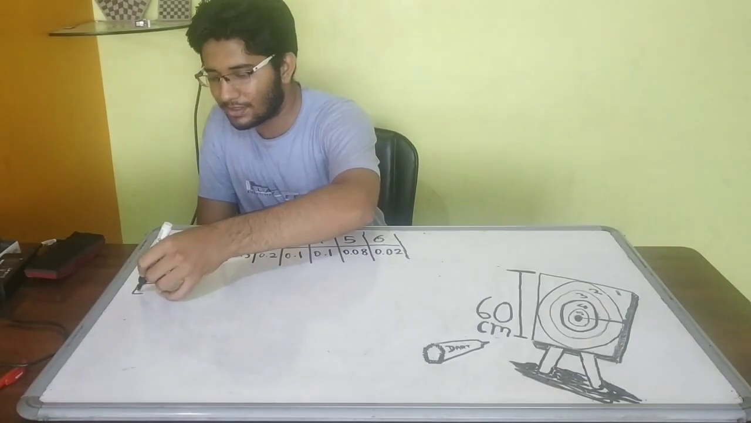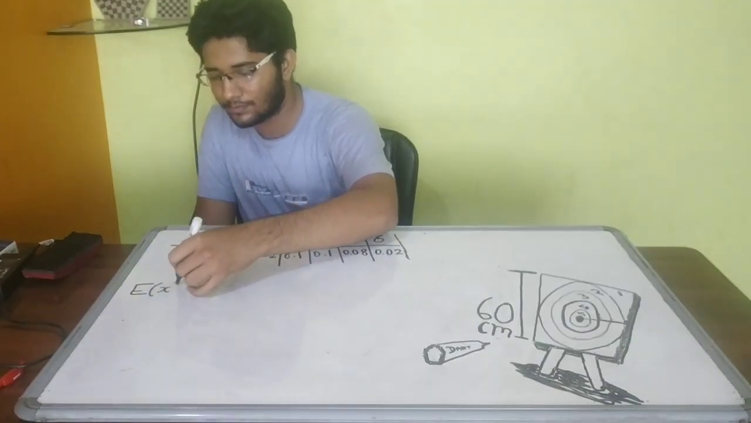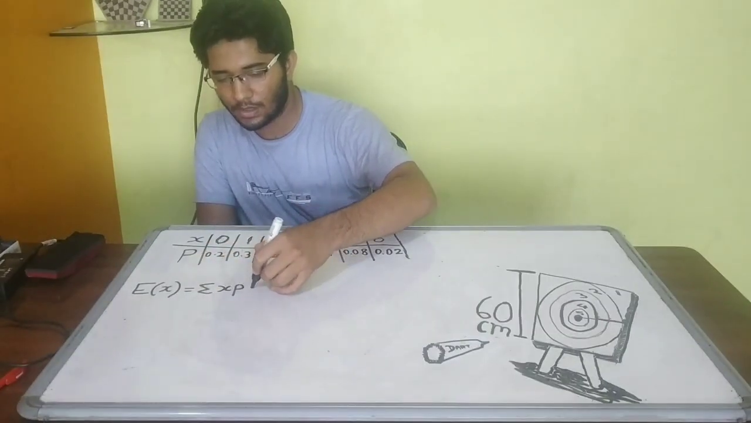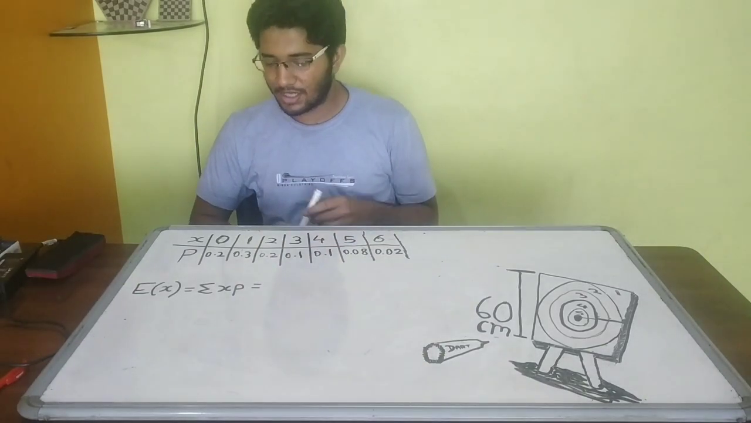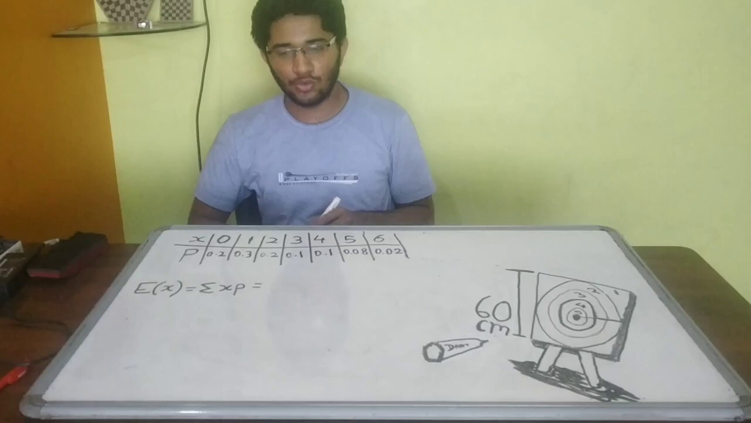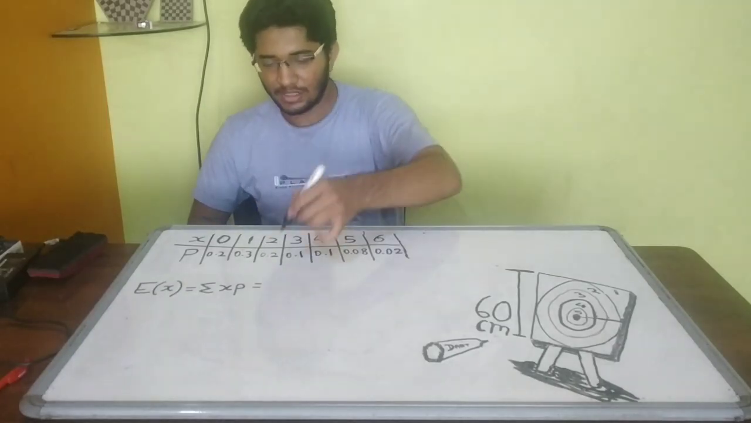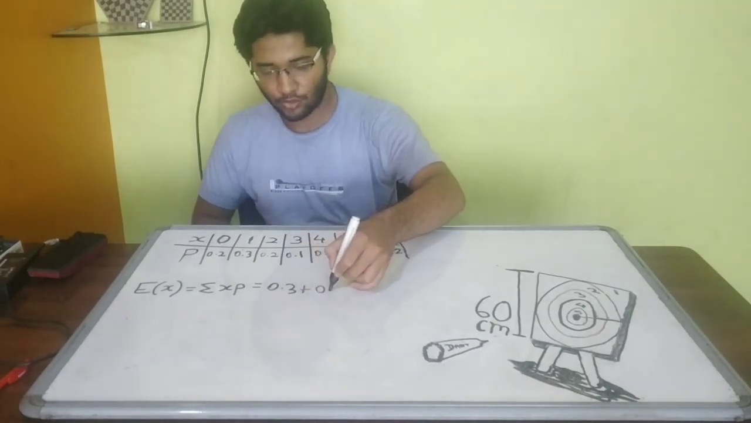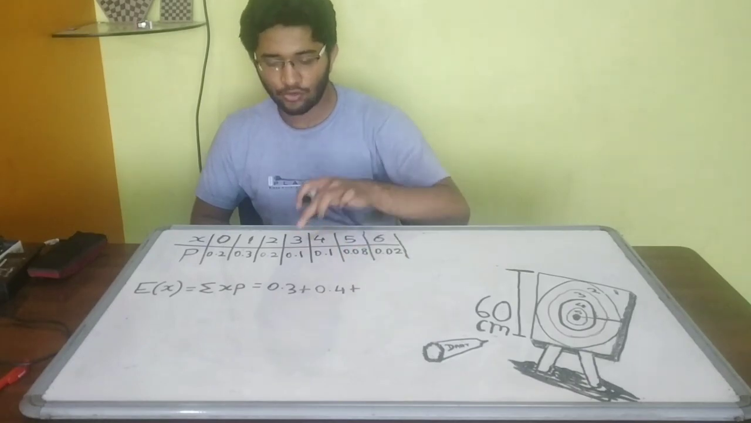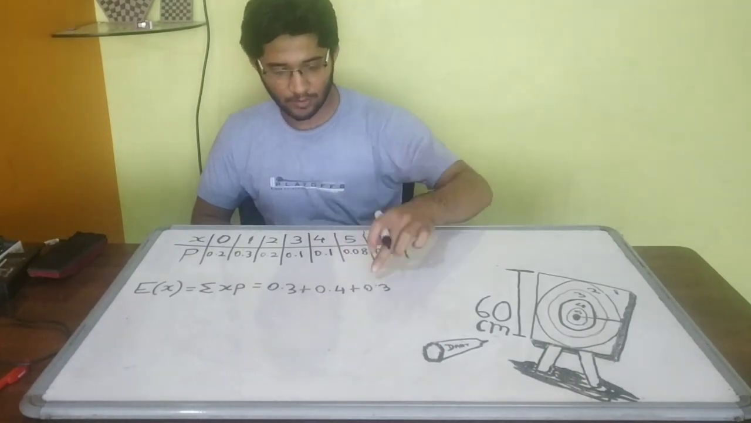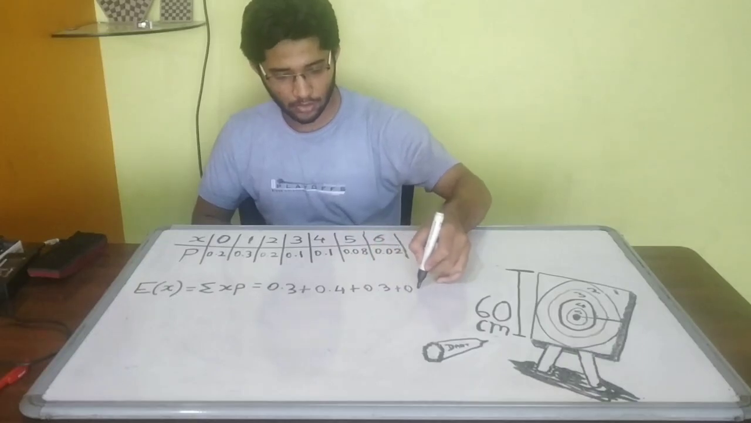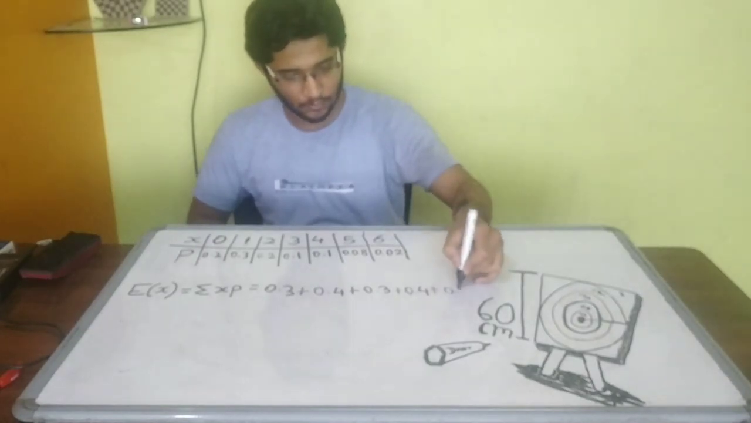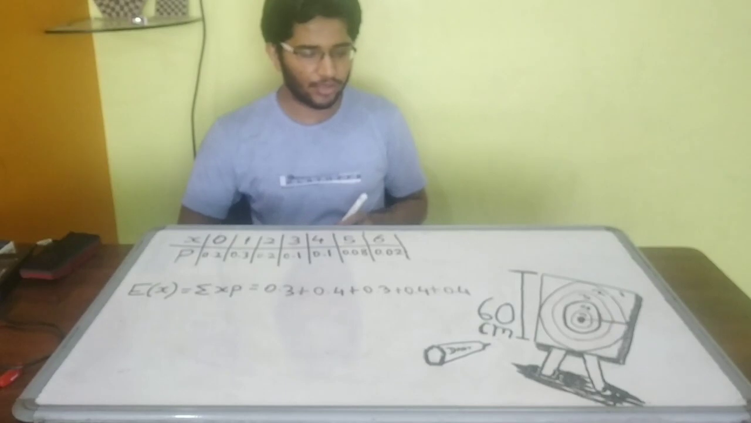So let's calculate the expected value, E of x. The formula for E of x is the summation of x times p. So let's calculate this summation xp. 0 into 0.2 is 0, 1 into 0.3 is 0.3, plus 2 into 0.2 is 0.4, plus 3 into 0.1 is 0.3, this will be 0.4, this will be 0.4 again, and this will be 0.12.